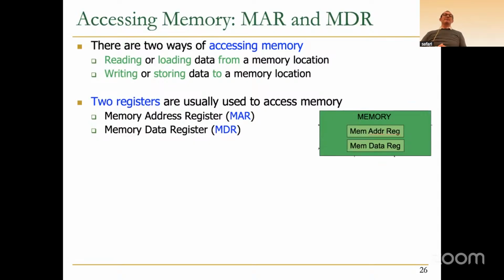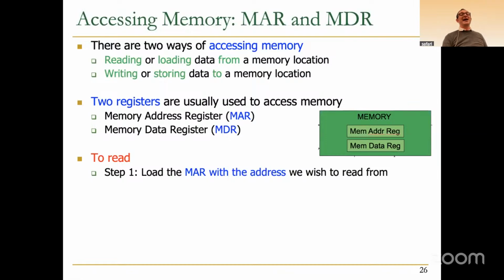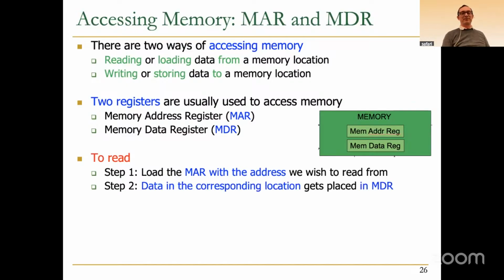And then internally, we're going to use two things, memory address register and memory data register, to facilitate this access. This is one implementation. There could be multiple implementations, but now we're actually blurring the line between abstraction level of programming and implementation. There's a memory address register in the von Neumann model, and then there's a memory data register. To read, you first load the memory address register with the address we wish to read from. It could be a 16-bit address, for example. And in the second step, data in the corresponding location gets placed in the memory data register using some circuitry in the memory, okay? We're gonna demystify that circuitry later.